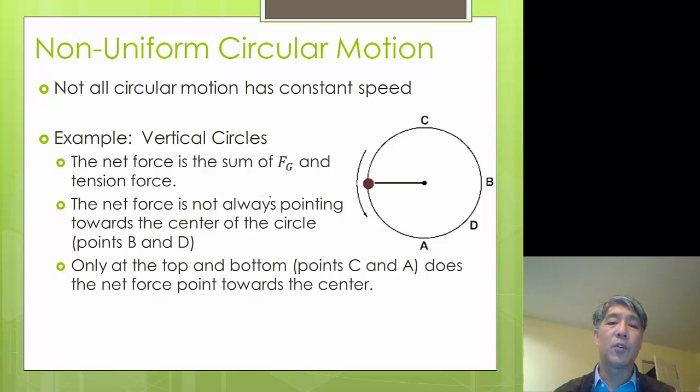The net force is not always pointing towards the center of the circle. Especially at points like B and D, it's going to be pointing at some angle. Only at the top and bottom, points C and A in this diagram, does the net force actually point towards the center. Those are going to be the points that we're going to analyze the most because the analysis is pretty clean.